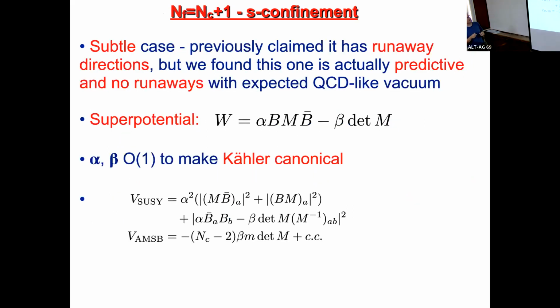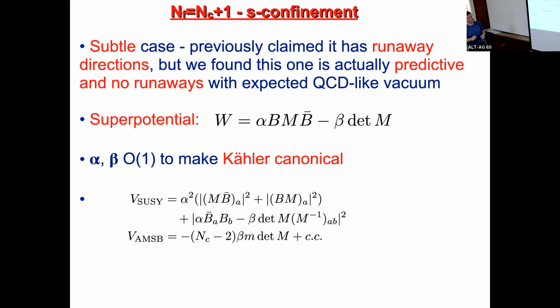Now this is the one case that I would like to really point your attention to. This was the most subtle case. Previously, people claimed that there was a calculable runaway direction in this theory. What we found, when we did the analysis very carefully, including the loop-induced supersymmetry breaking terms, is that the runaway direction is lifted.